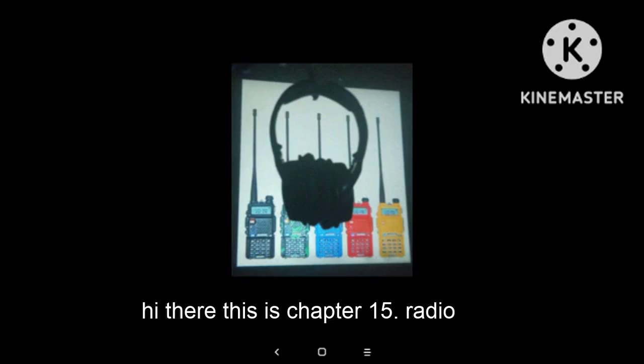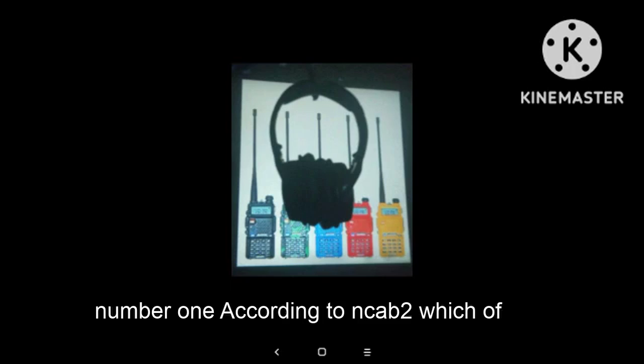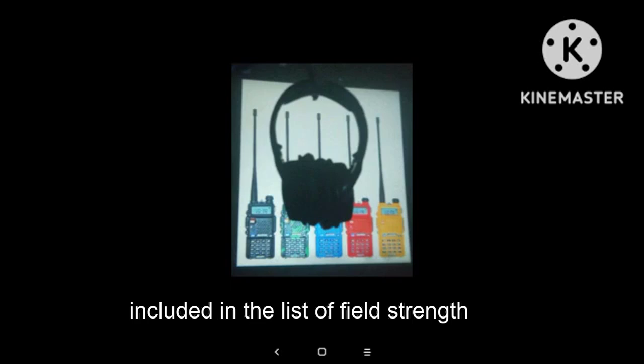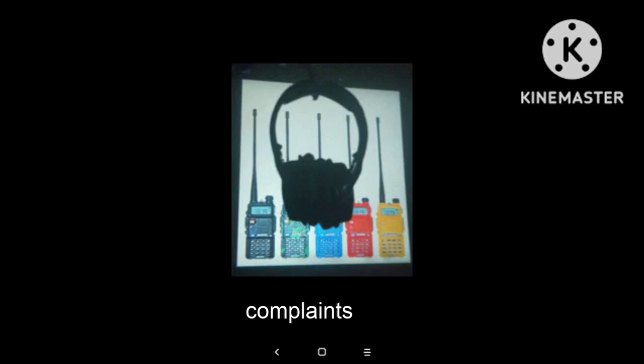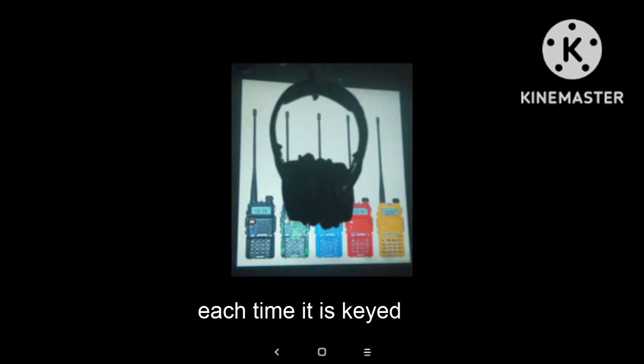Hi there, this is Chapter 15, Radio Frequency Interference. There are 59 questions in this chapter. Number 1. According to NCAB 2, which of the following types of equipment is not included in the list of field strength criteria for resolution of immunity complaints? Broadcast transmitters. Number 2. What does chirp mean? A small change in transmitter's frequency each time it is keyed.